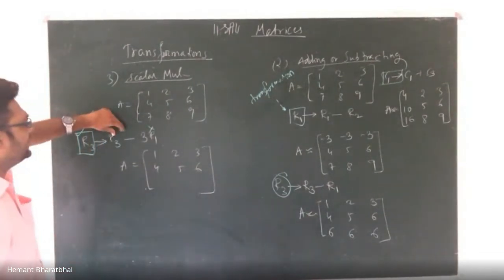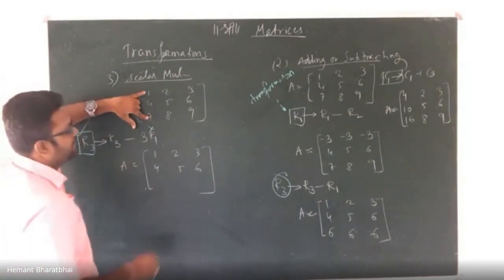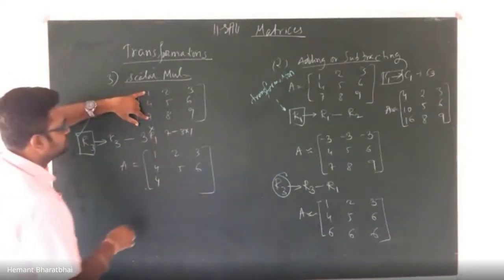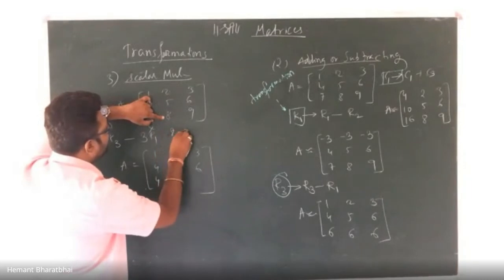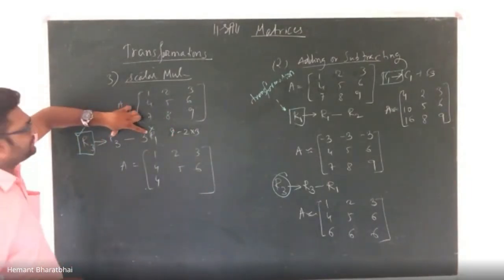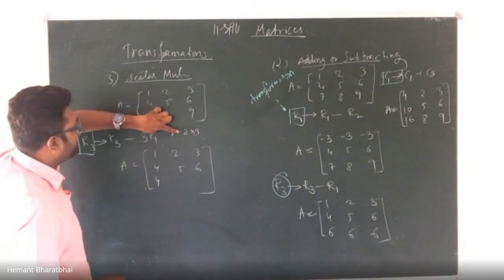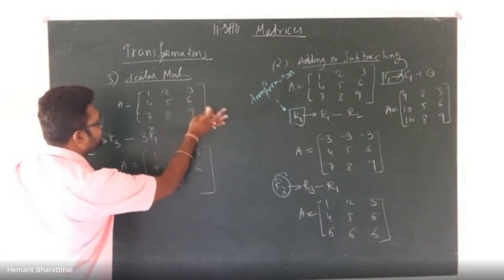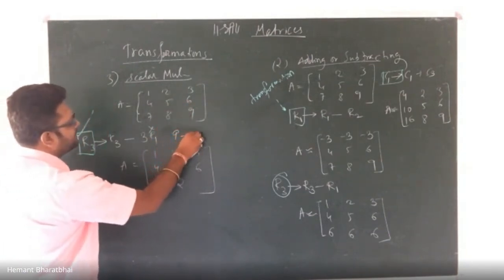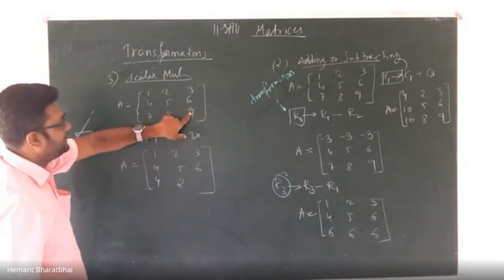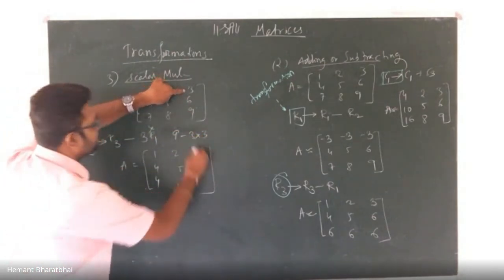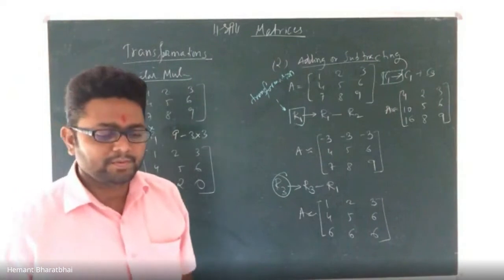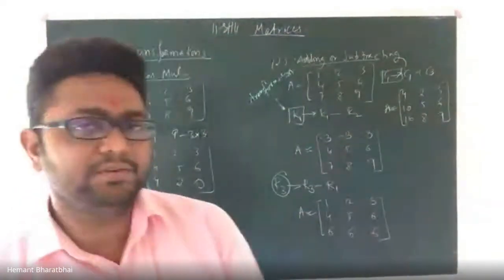And what am I going to do? R3 minus 3R1. So 7 minus 3 into 1. So that will be 4. Then 8 minus 2 into 3. Because I am doing R3 minus 3R1. So R3 is 8 minus 3, R1 is 2. So 8 minus 6. So that will become 2. Okay, R3 minus 3R1. So R3 is 9 minus 3 R1, R1 is 3. So that is 0. Okay, so I can do this transformation also.